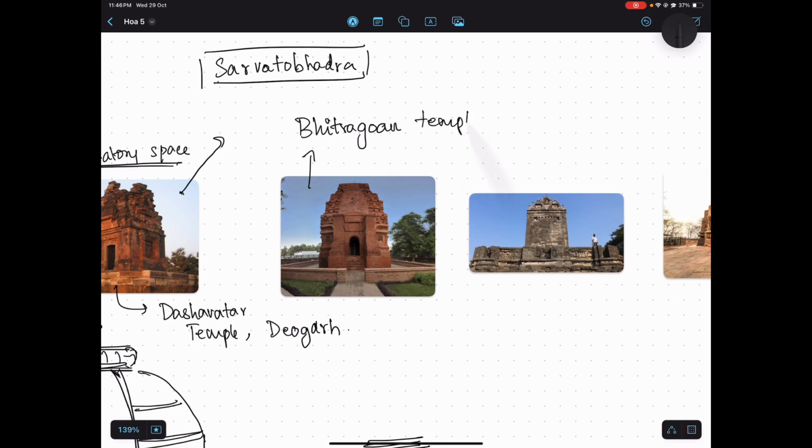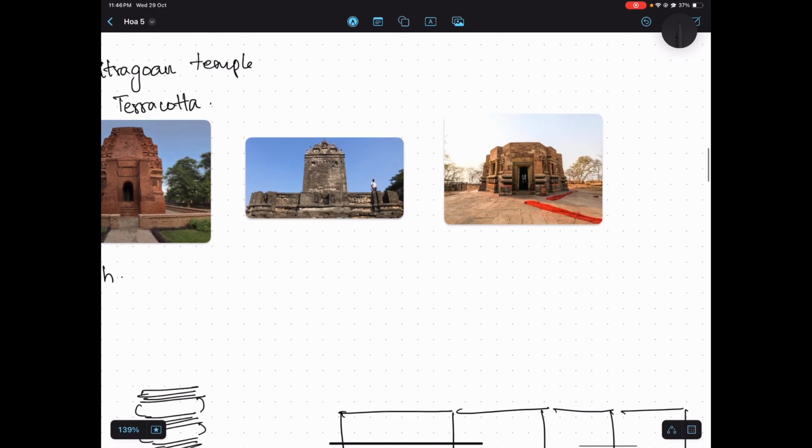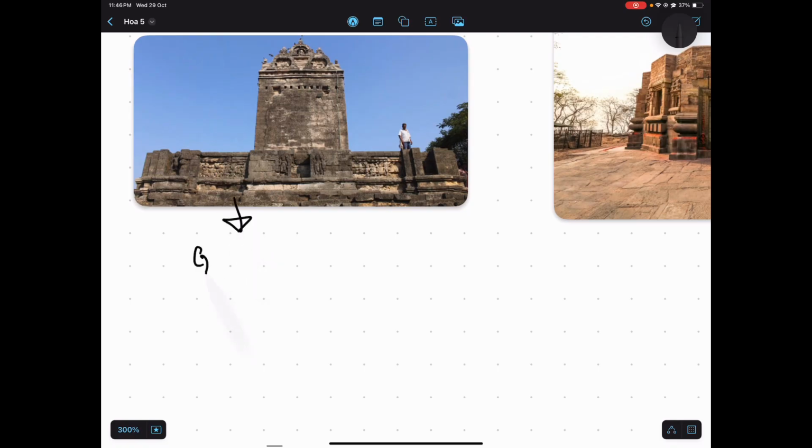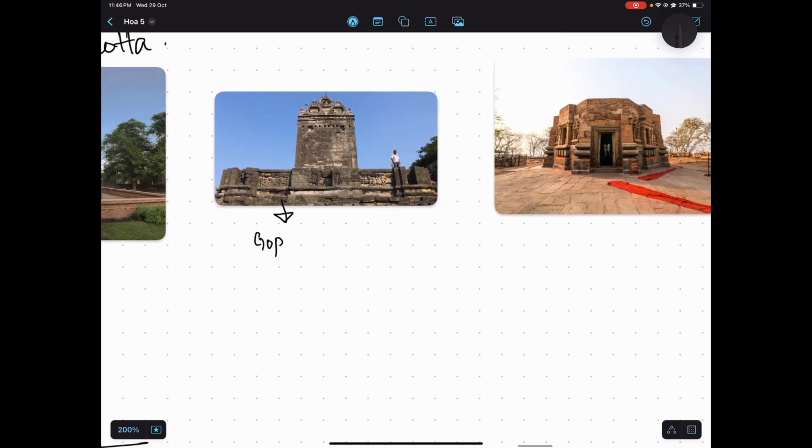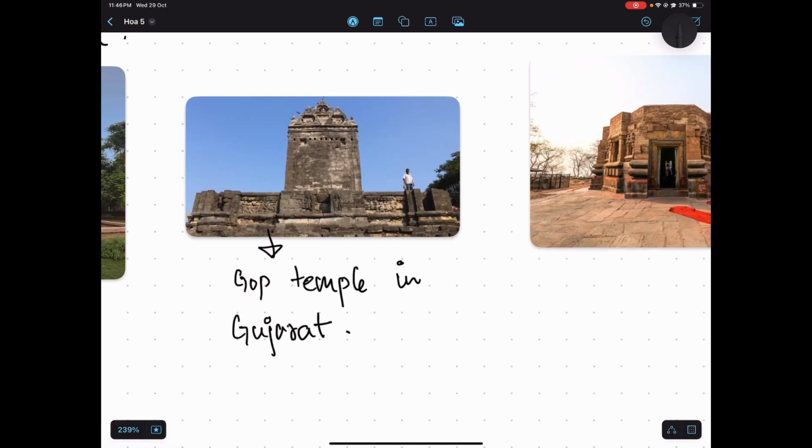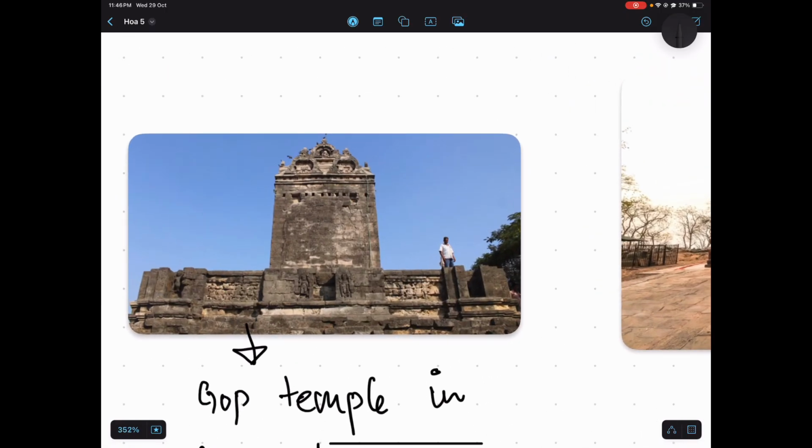And the most evolved temple that you can find in the Gupta dynasty is Bhitargaon temple, and it is made of terracotta. And this is Gop temple, another example of the Gupta period in Gujarat. It's a very different style of the Nagara, because it is said to have these arch windows in its shikhara. So that's very unique about it.